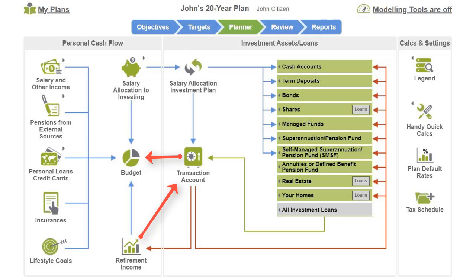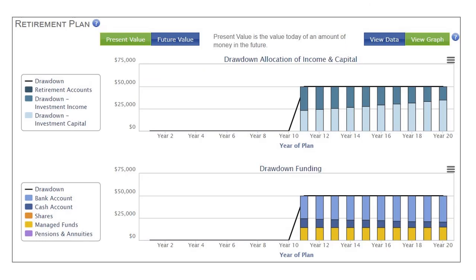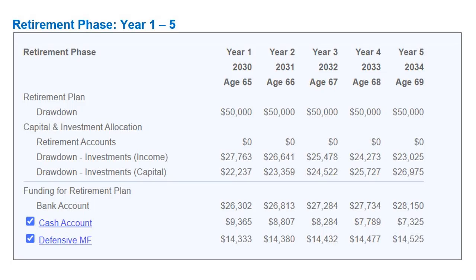Note that the tax due on that nominated value will be allocated to the budget, as this is now considered personal income rather than investment income. Values in this example have used present values. Using present values rather than future values for events into the future will most likely give you a clearer picture of what type of retirement income you can afford in retirement. Note the breakdown of the drawdown into investment income and investment capital. Any income not allocated from a specific account is withdrawn from the transaction account.